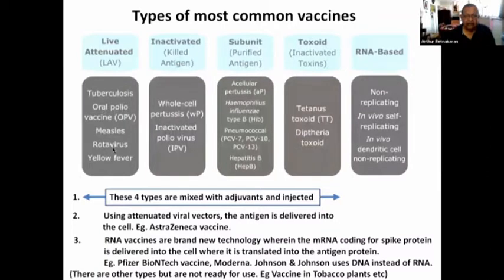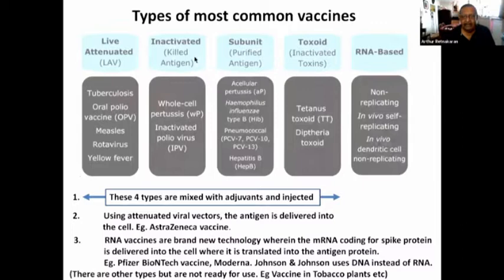Basically, vaccines come under different platforms. The first platform, like the tuberculosis, oral polio vaccine, measles, rotavirus, yellow fever, uses what they call live attenuated virus. In other words, the virus is treated with something like formaldehyde or radiation, and then they inactivate the virus. They take the inactivated virus and inject it into an animal, and produce antibodies. That's the classical way of using antibodies for these vaccines.